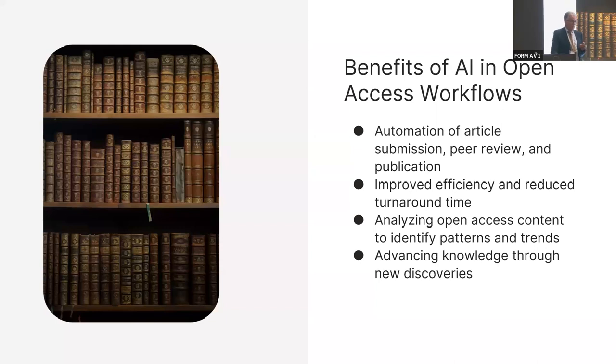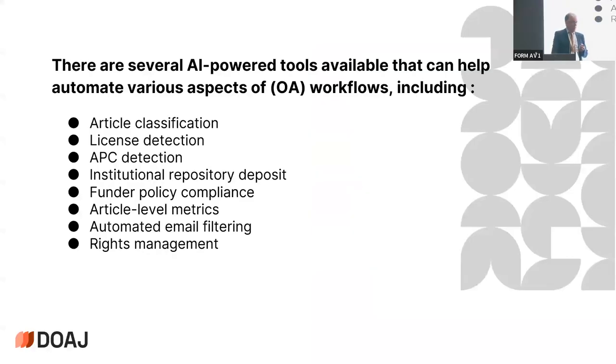So, the benefits of artificial intelligence in open access work: it can automate article submission. We can also use the tools for peer review, but as I said, human expertise should accompany this process to improve the peer review. Advancing knowledge through new discoverability. There are several artificial intelligence powered tools available that can help automate various aspects of the open access workflow, including, as I said, article classification, license detection, APC detection, APC level metrics and rights management, especially about license and copyright.